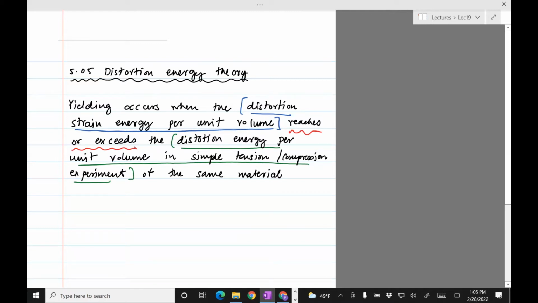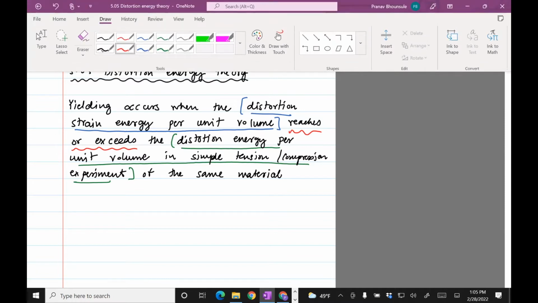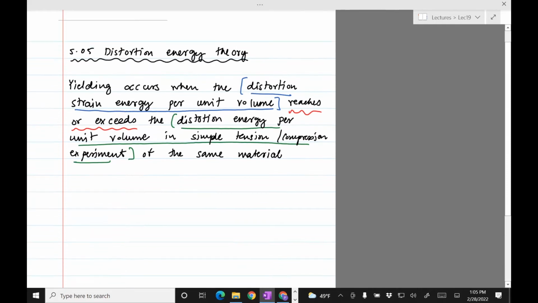So it's just equating: the things marked in blue should be greater than the things marked in green, and then we have that theory. So let's first try to understand what distortion strain energy is. Once we've set that up, it's easy to compute that formula, and then I'll also give you a motivation behind why we use this theory. So let's see what distortion energy is first.